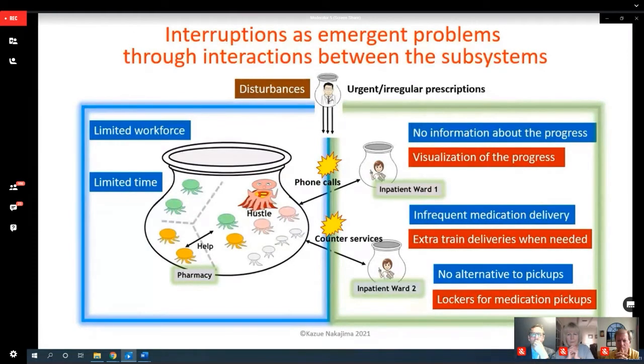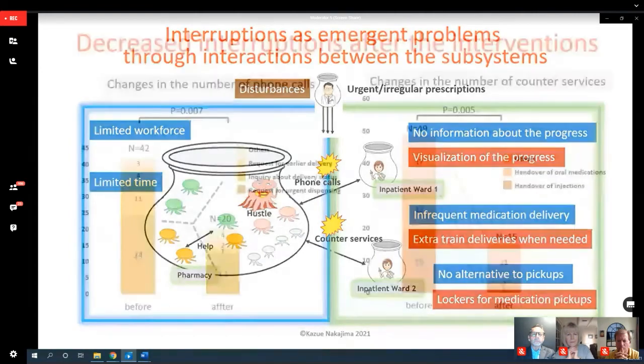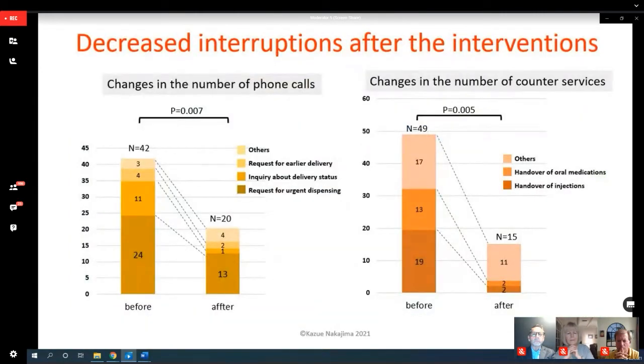To solve such a systemic problem, we implemented 3 interventions colored in red to mitigate the constraints in inpatient wards. Visualization of the progress in electronic patient records, extra medication deliveries by trains when needed, and the use of lockers for medication pickups. After the interventions, the numbers of phone calls and counter services have been significantly decreased.